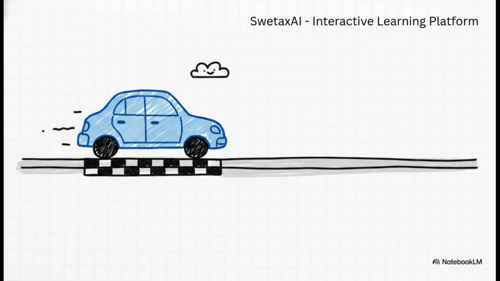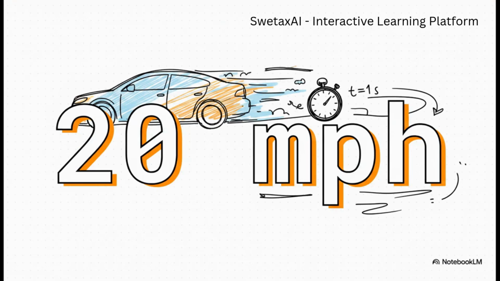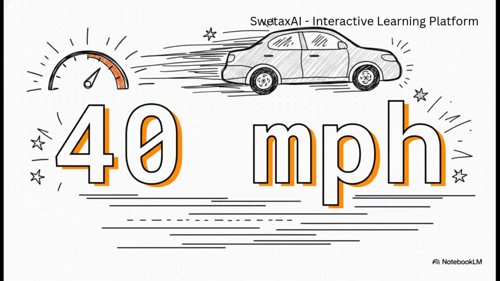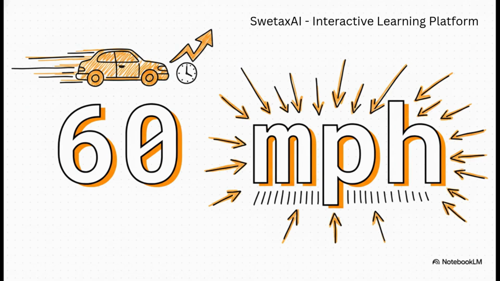Just picture a car sitting at a starting line. Okay, 1 second into the race, boom, it's already doing 20 miles per hour. Another second ticks by. Now it's up to 40. And by the time we hit the 3rd second, it's at 60. You see that pattern, right? Its velocity is climbing by a steady 20 miles per hour every single second. That steady change, that is its acceleration.